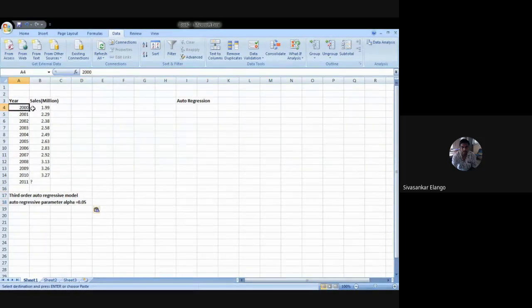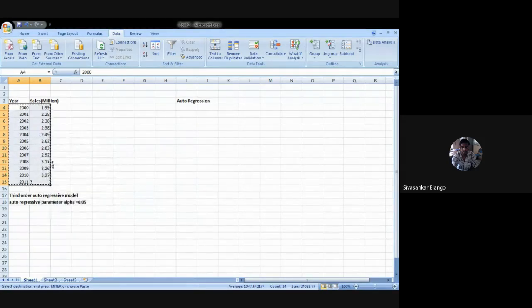So this is going to be the year, and let us assume that the y value is going to be sales in millions of a particular product in different years. So 2000 the sales is going to be 1.9 million, 2001 it's going to be 2.29 million, and so on. So we are expected to predict the sales of a particular product in 2011 using the different auto regression techniques. First order auto regression, second order auto regression, third order auto regression, and so on, and find the value for 2011. So let me explain how to perform a third order auto regression first.